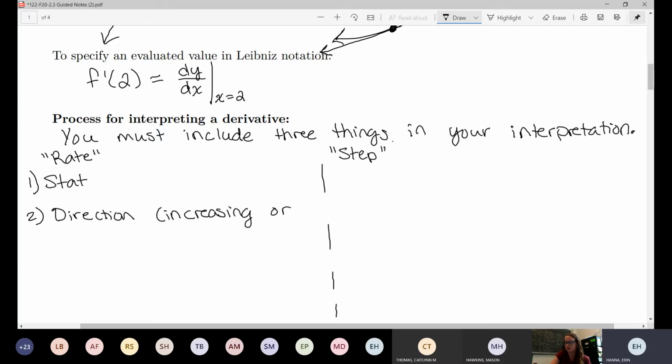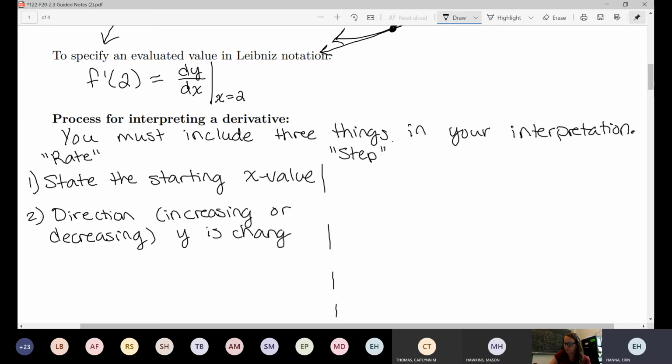State the starting x value. Then you need to tell them the direction that you're going in. Are you increasing or are you decreasing? It's the direction that y is changing by. And you always want to include the y value units.